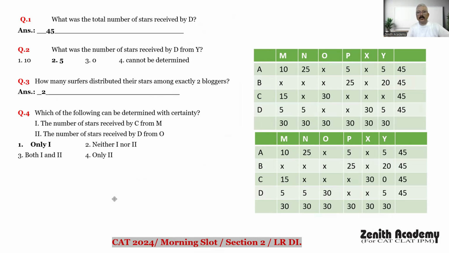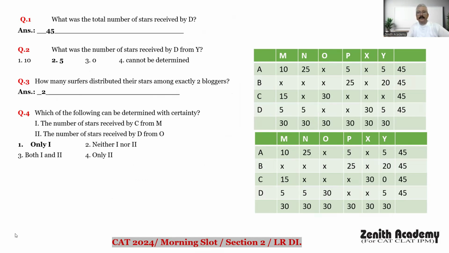Okay. So question number 1. What was the total number of stars received by D? Received by D is 45. In both cases 45. So the answer is 45. What was the number of stars received by D from Y? D from Y is 5. In both cases it is 5.